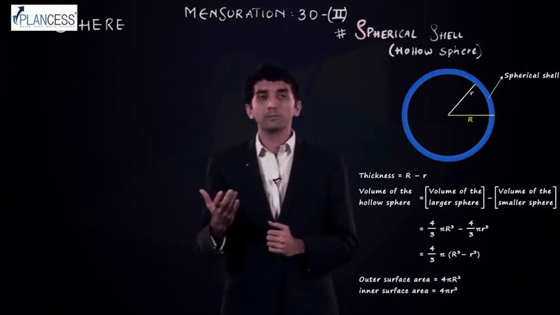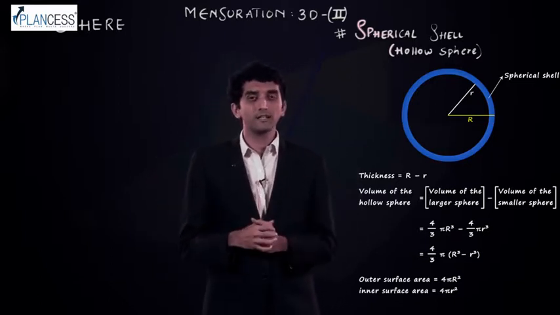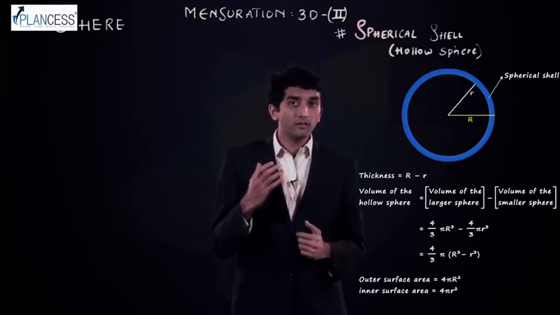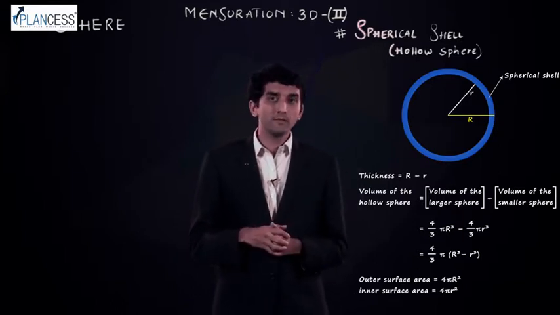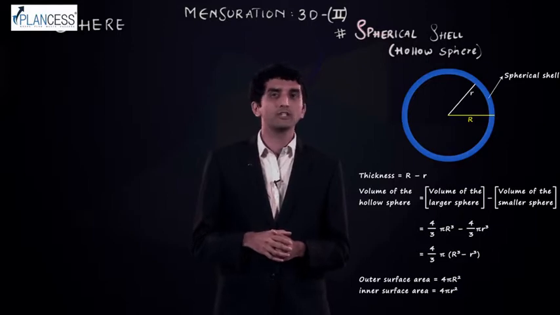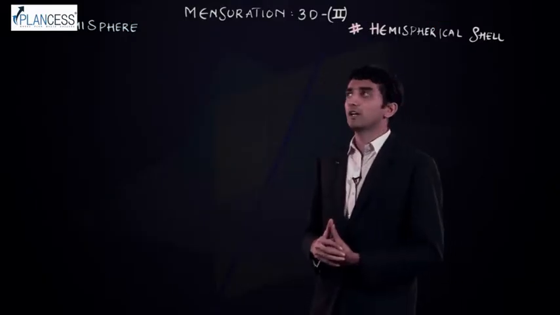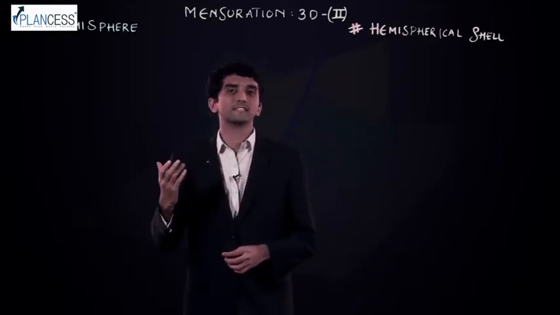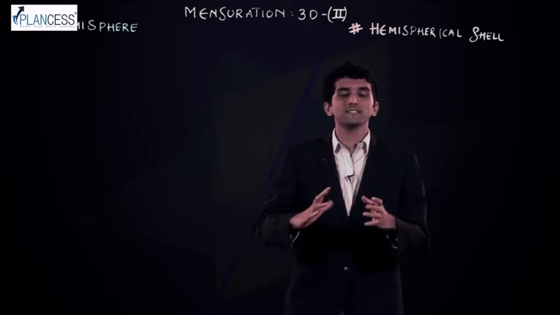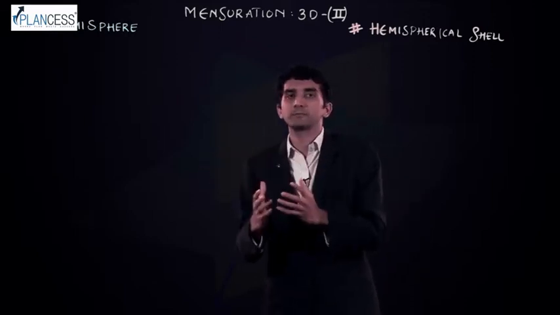We learnt about a sphere in this section, and we learnt about a spherical shell in this section. Further, we are going to talk about hemispheres and hemispherical shells. Friends, further let's talk about something called a hemisphere. Now, as the word suggests, a hemisphere is nothing but half of a sphere.